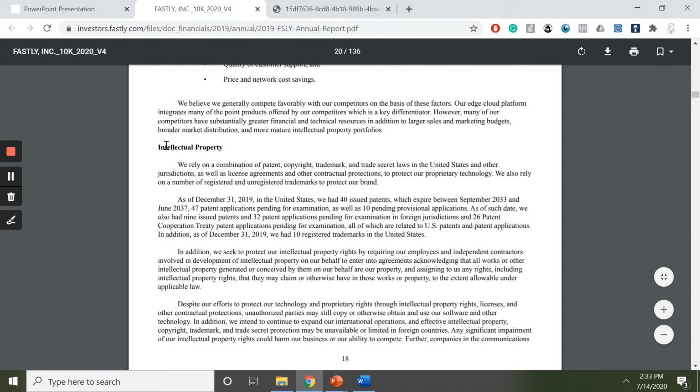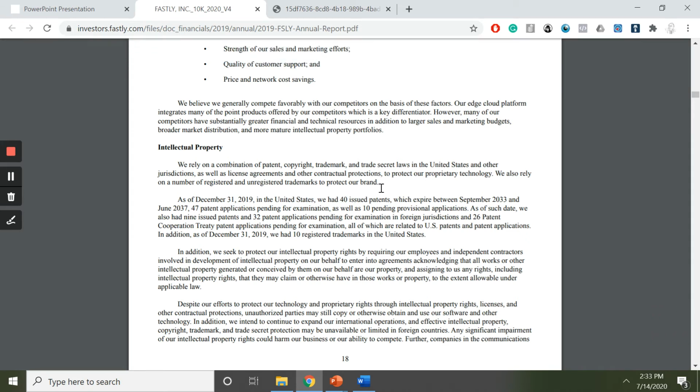They'll also talk about their intellectual property. As you can see here, the company has 40 patents, and that includes the expiration date. Once again, patents are useless without products, but it's good to see if a company has patents for its technology.